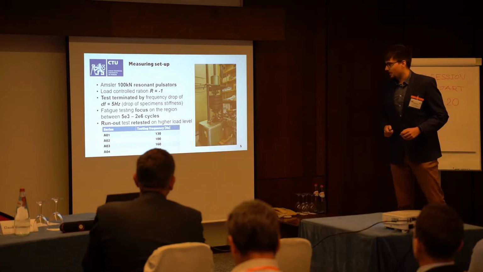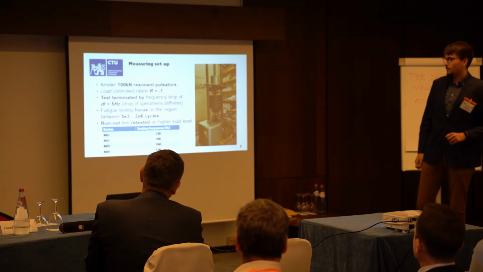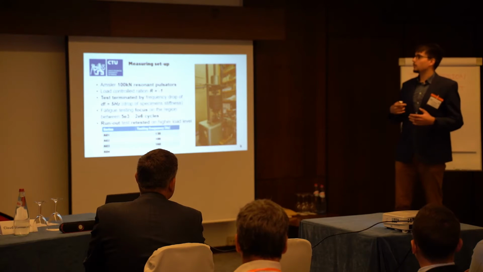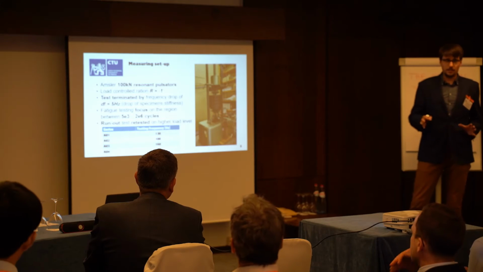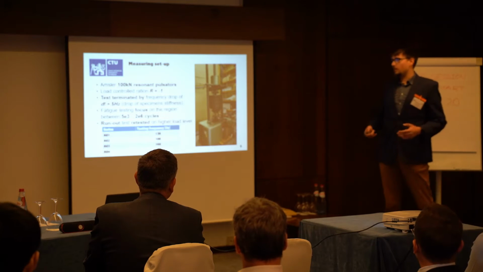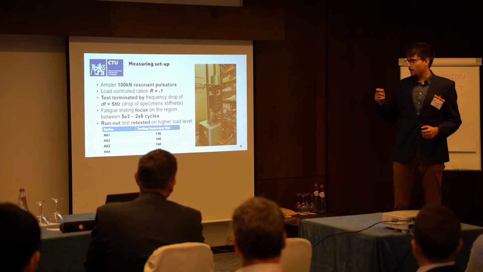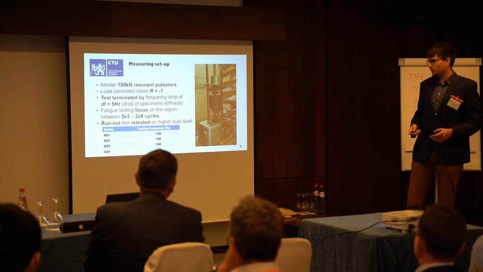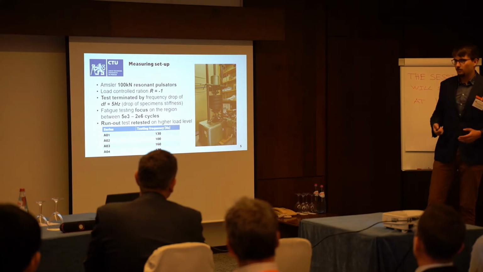This is our equipment. It looks obsolete, but it works perfectly. So this is a 100 kilonewton resonating pulsator, which works at the load control ratio of -1. In this case, tests are terminated by a frequency drop of 5 Hz, which is correlated with the drop of the specimen stiffness and crack initiation. Our main focus is on the fatigue testing in the regime between 5,000 cycles and 2 million cycles. On the downside, you can see the testing frequency, which is correlated to the sample stiffness.